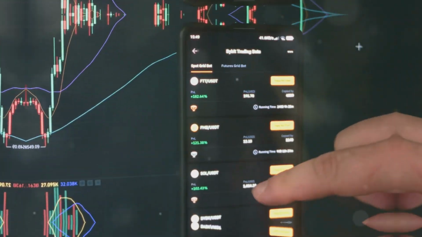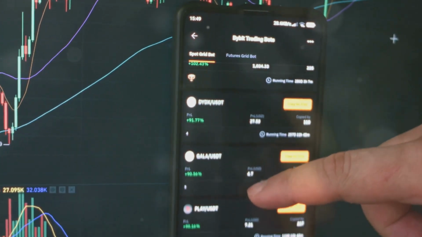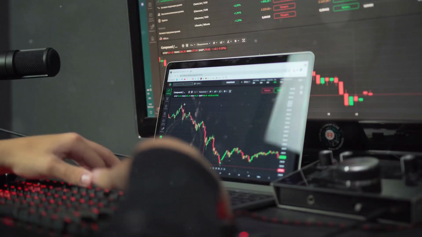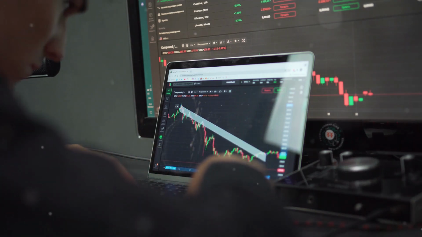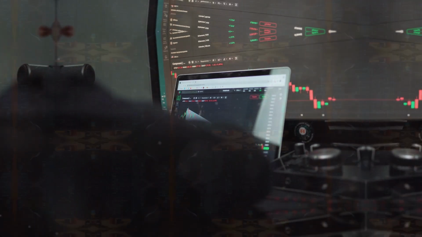Volume indicators. On-balance volume, or OBV, measures buying and selling pressure based on volume. Rising OBV indicates accumulation or buying, while falling OBV suggests distribution or selling.